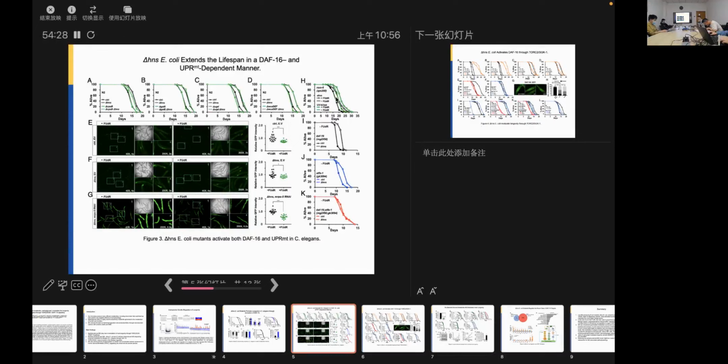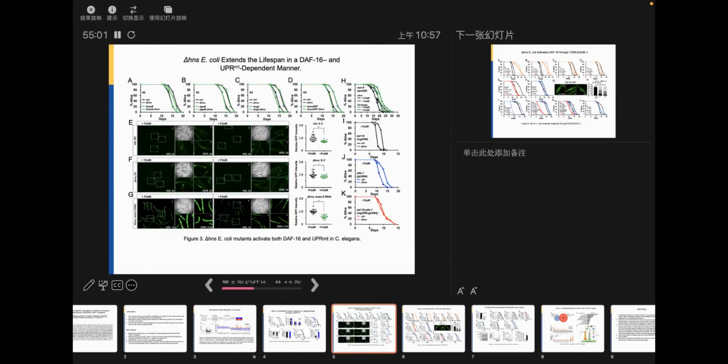No, that's a wrong conclusion. You say that the HNS extending effect is lost in ATFS and DEP16 mutants, and figures 3I and J show the opposite of what you just said. Without FUDR, the extension is still existing. This means what? It means that FUDR is the... Is what? What does it mean?